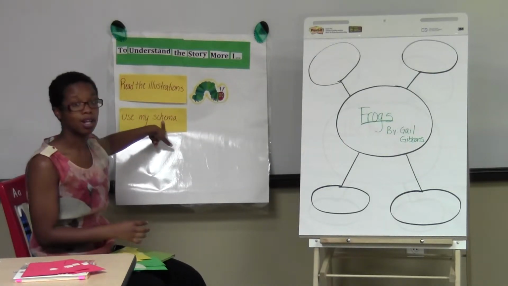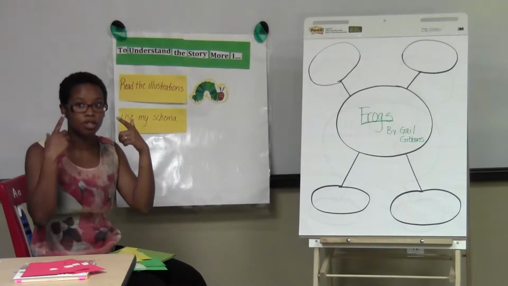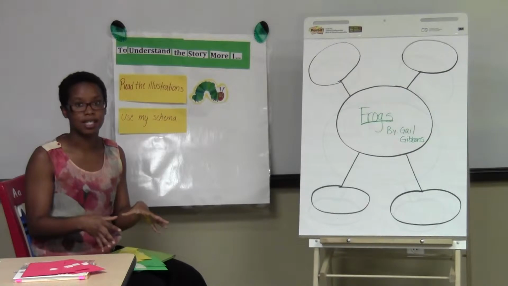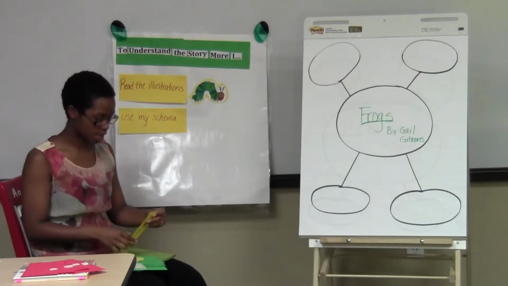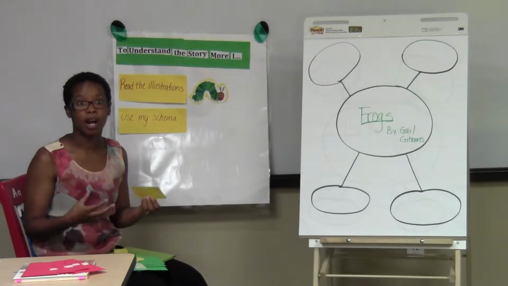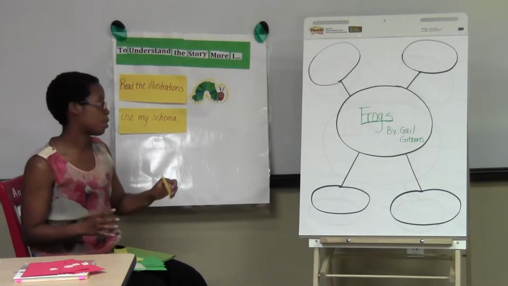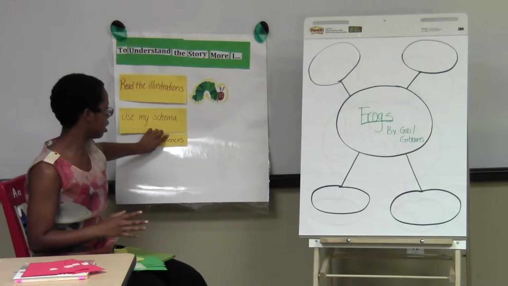And schema is a new word, and all that means is using our background knowledge, using our background information, what we already know, and bringing that to the text. And when we're thinking about what we already know, usually we're thinking about experiences, so where I've been, different things that I've seen. All of those are experiences, and that's included in our schema. So we'll put that under here.